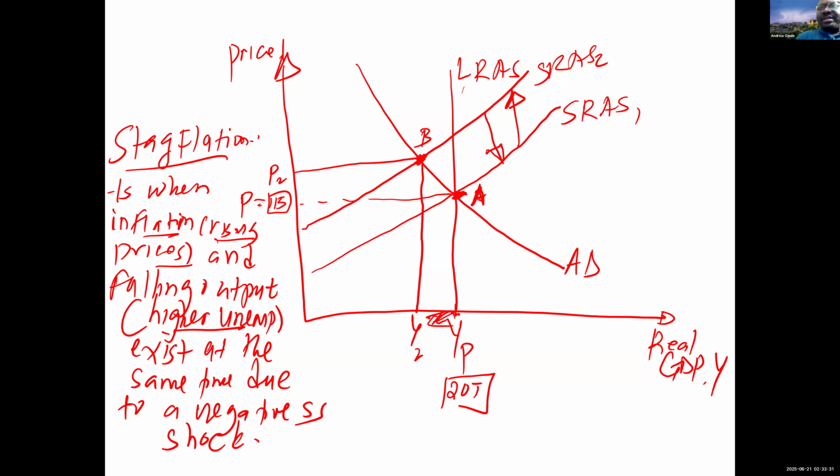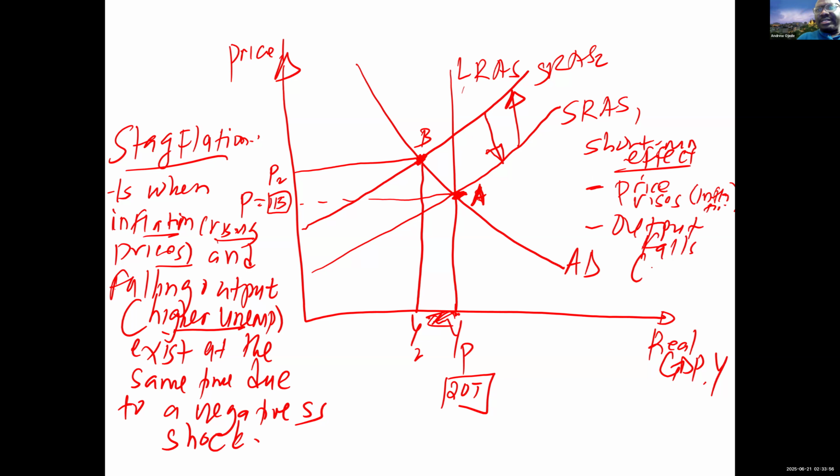But let's first document the short run effect, which is stagflation. The short run effect of a negative supply shock, when we are at point B, is that price rises, which is called inflation. Rising price is what we call inflation. And then output, or real GDP, falls. That's going to result in higher unemployment. So that is the short run effect. But what about the long run effect of a negative supply shock?